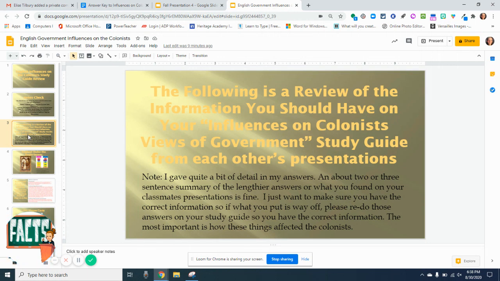But about a 2 or 3 sentence summary of the lengthier answers, or what you found on your classmate's presentation, is fine. If what you found on your classmate's presentation is completely off, please redo your answers so that you have the correct information. And again, just summarize what I have here in 2 or 3 sentences. The most important thing to know, though, is how these ideas affected the colonists. So make sure that when you answer that question, you do so thoroughly.